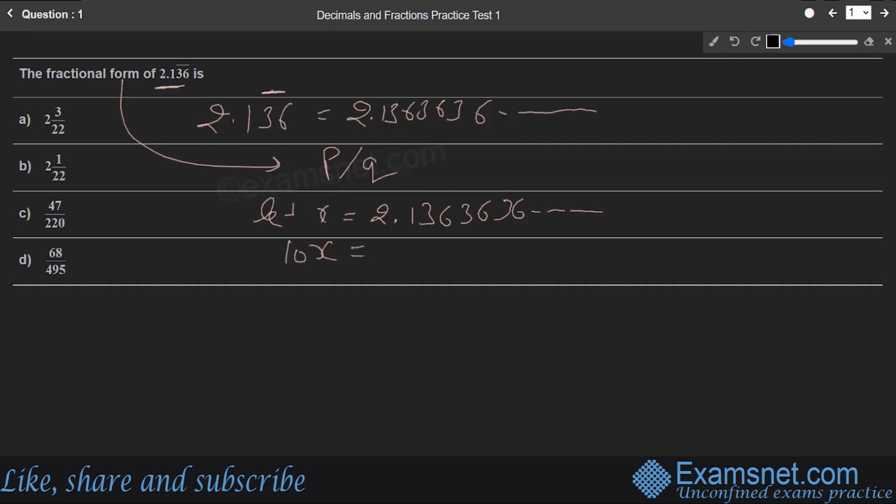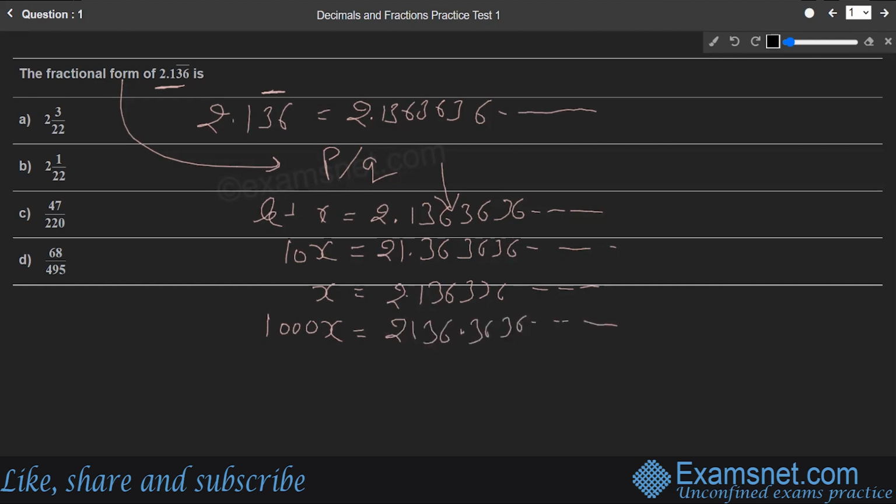So if I do this, 10x becomes 21.363636 and so on, where my x is nothing but 2.1363636 and so on. Now this is my 10x and this is my x. Now I need to shift one more time. I want to bring the decimal to this particular place. For that, I need to multiply the number by 1000. So 1000x has to be 2136.3636 and 36 till infinite. What I am interested in is this one first and this one first.